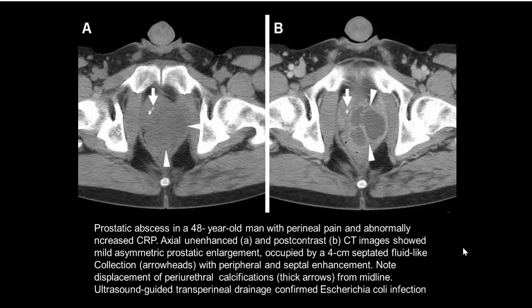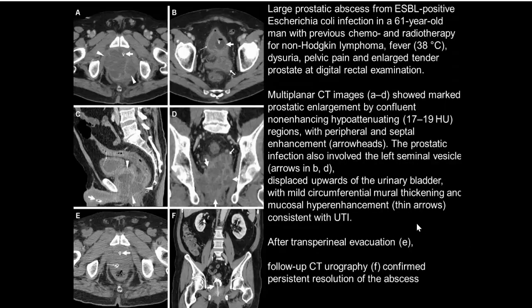This is an E. coli infection complication. Large prostatic abscess in this patient with E. coli infection. Multiple CT images show marked prostatic enlargement by confluent non-enhancing hypoattenuating regions and septal enhancement. The prostatic infection involved the left seminal vesicle also.